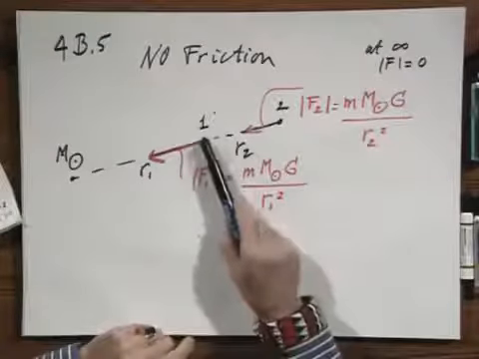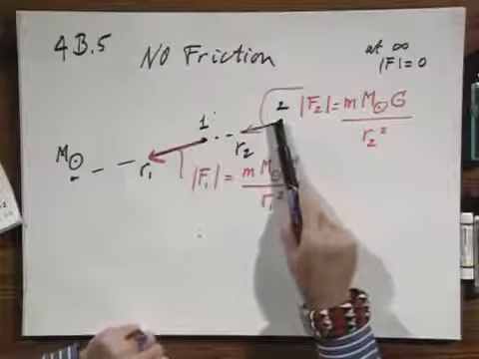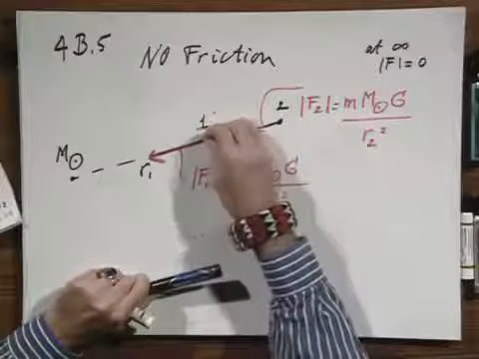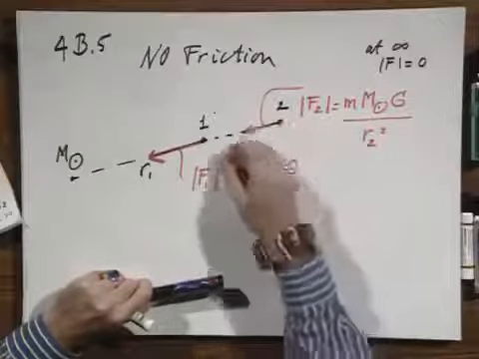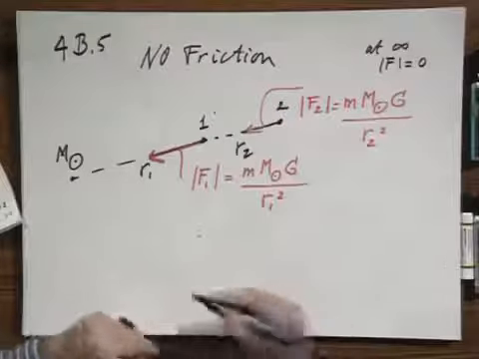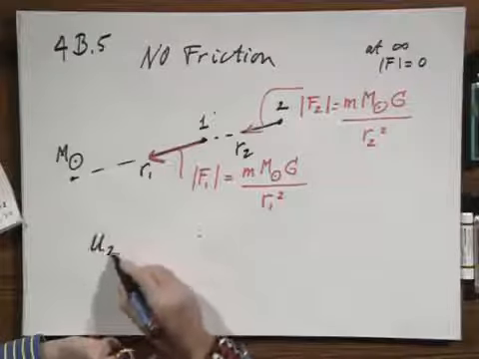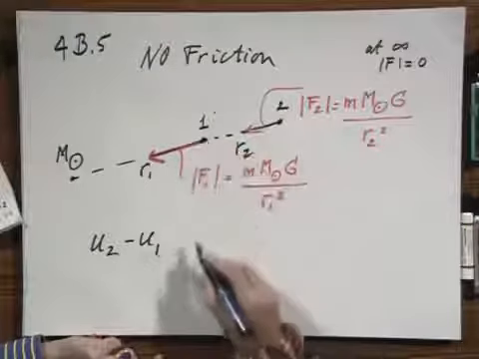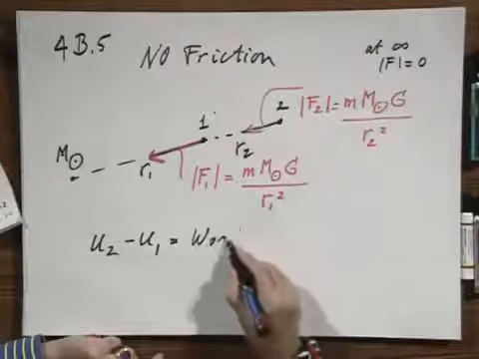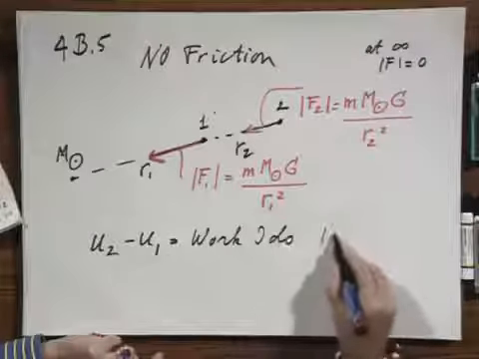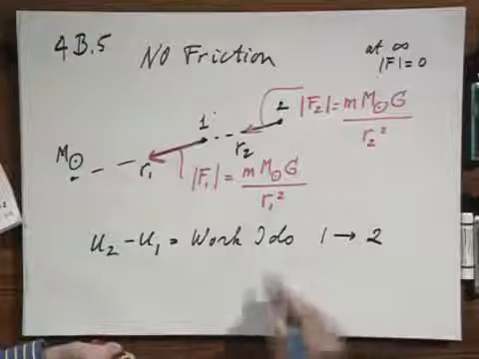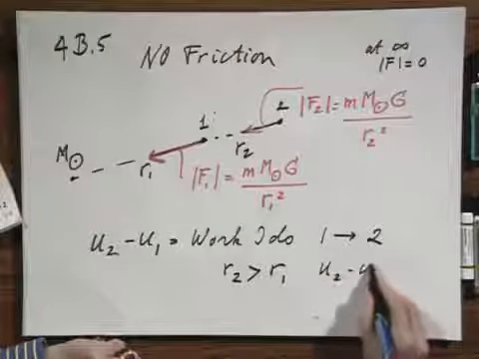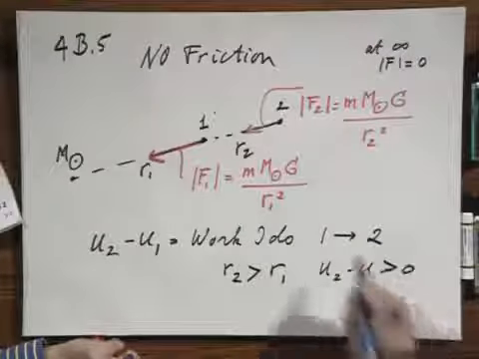Now if I bring the object from position 1 to position 2, I have to overcome the gravitational force. So I pull to the right, and I move it to the right, so I do positive work. And per definition, U2, the gravitational potential energy here, minus U1, the gravitational potential energy here, is the work I do in moving that object from position 1 to position 2. And since here r2 is larger than r1, U2 minus U1 is larger than 0, so I do positive work.